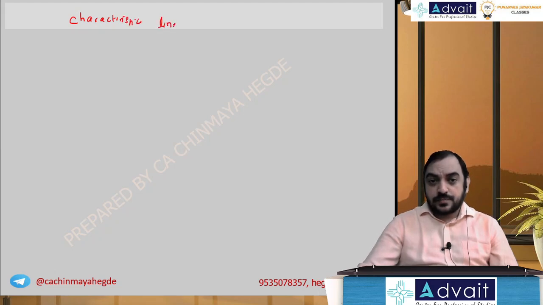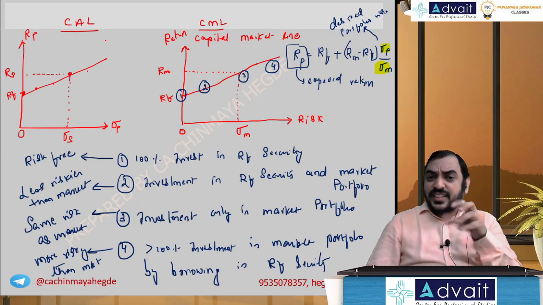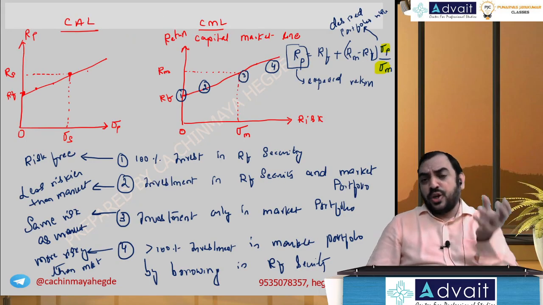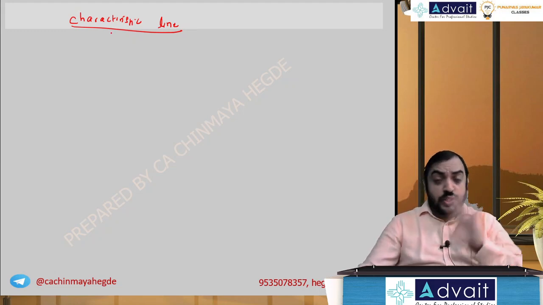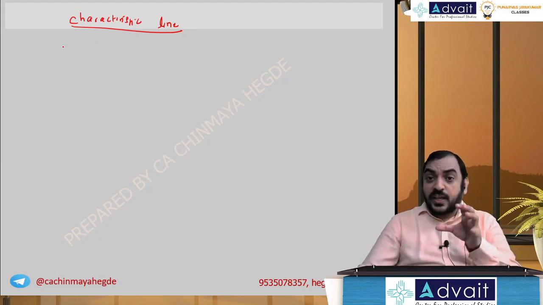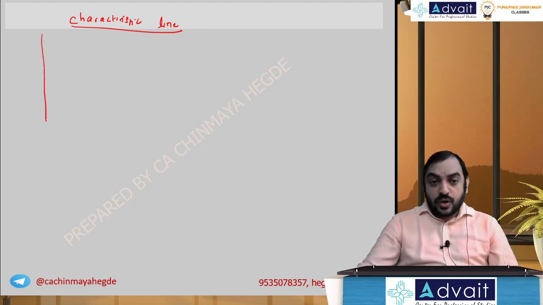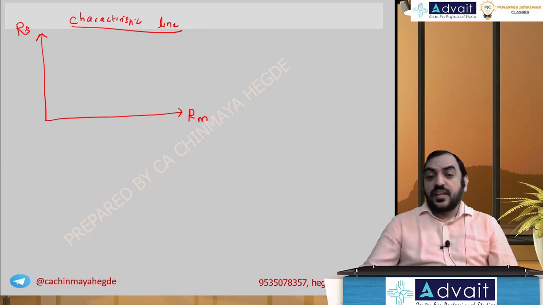Characteristic line. So far we talked about risk and return, right? Risk of a portfolio, return of a portfolio. Now, characteristic line is one which does not talk about risk and return. It talks about return and return. Means on x-axis, it will talk about market return, and y-axis, it talks about security return.